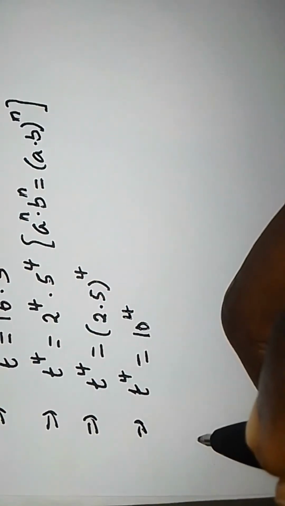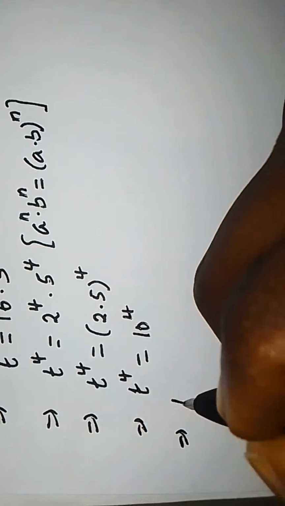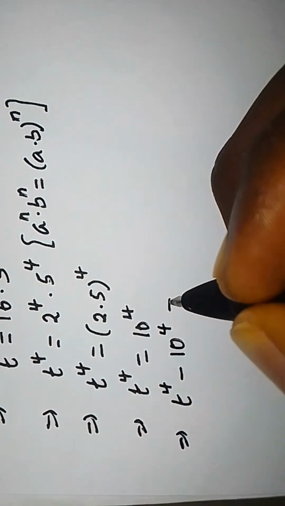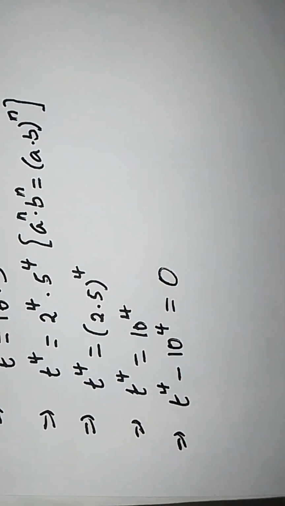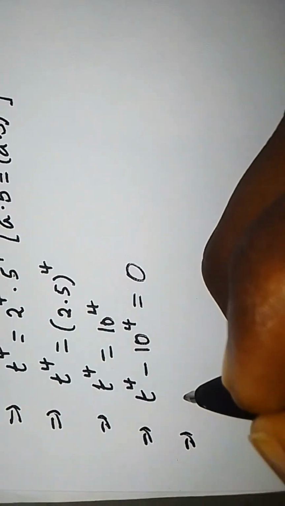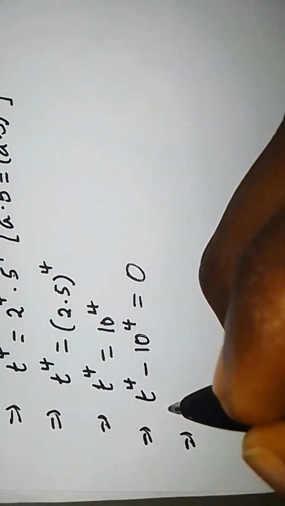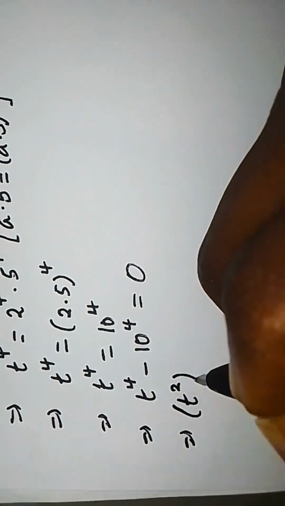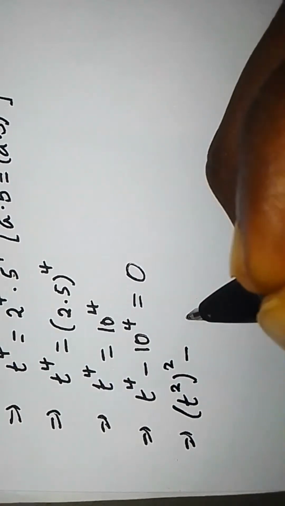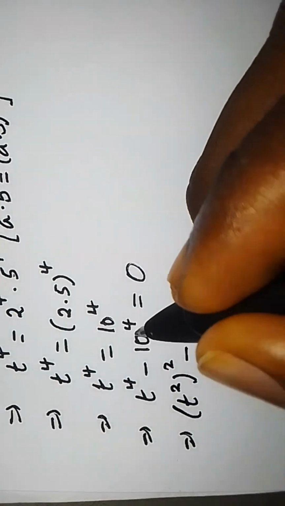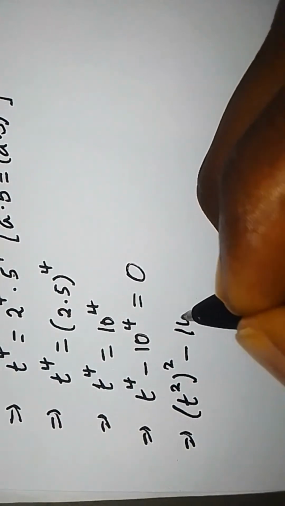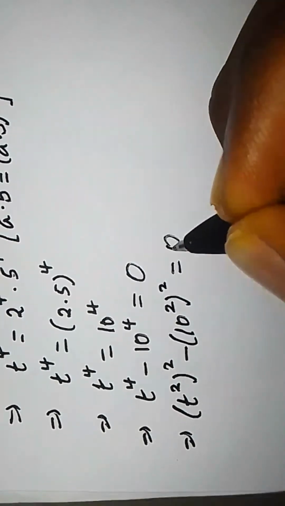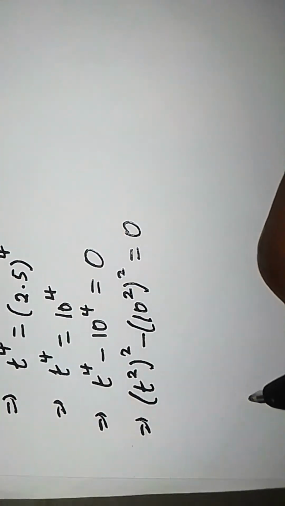Let's continue. This implies that t^4 minus 10^4 is equal to what? Is equal to 0. This means that I can rewrite t^4 as (t^2)^2, minus, likewise, I can rewrite 10^4 as (10^2)^2 equal to 0. Let's continue.